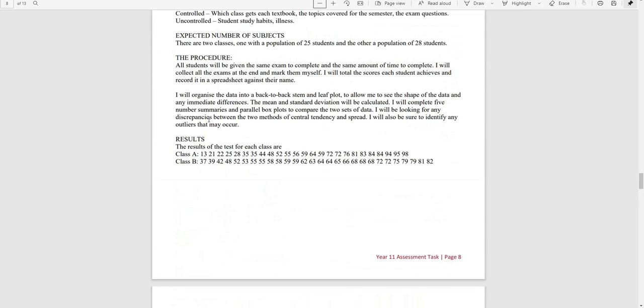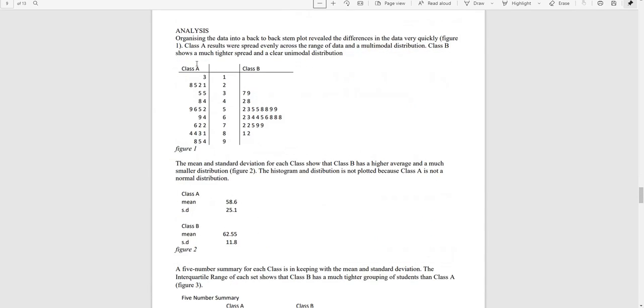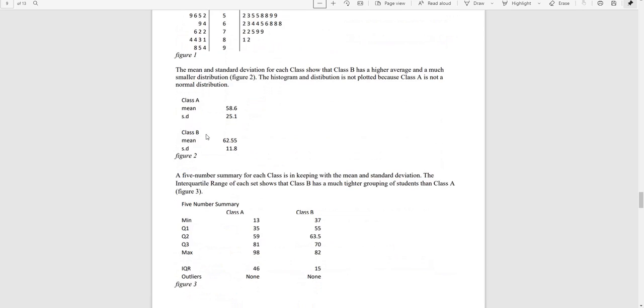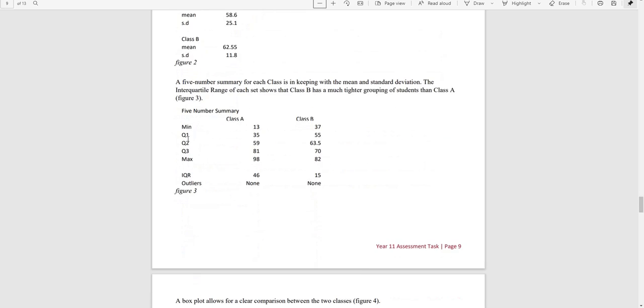So, I collected the data. Here's the raw data. It's nice and neat. It's not fancy, I just put it in a line. You can put it in a table. Analysis. Here's my back-to-back stem-and-leaf plot. Class A was spread all the way across rather evenly, where Class B really had this big peaky shape. So much tighter spread, clear unimodal distribution. That's good. Where Class A is scattered all over the shop, that's hard to analyze.